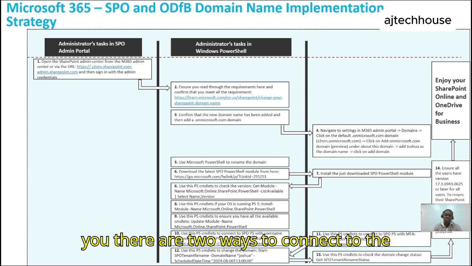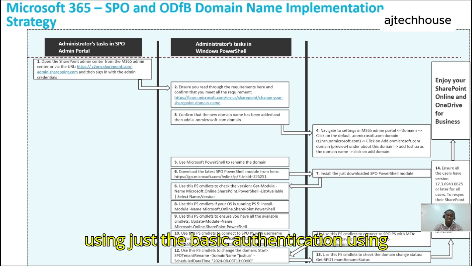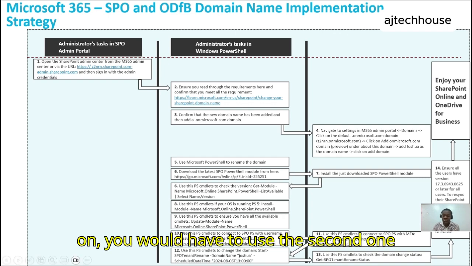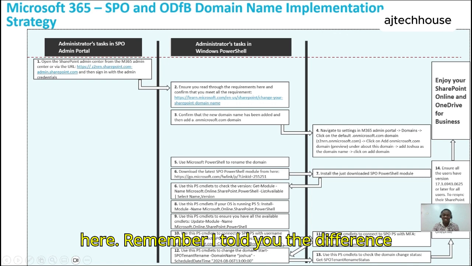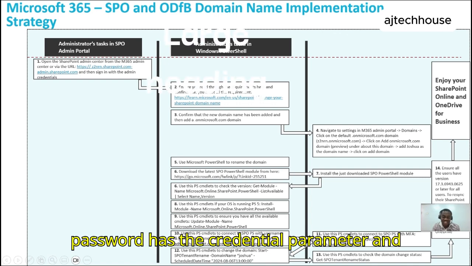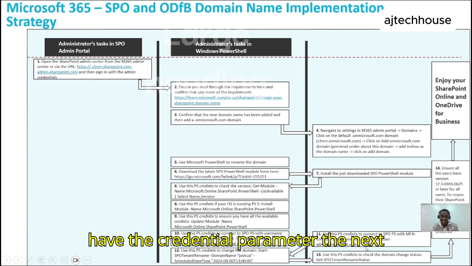Remember, I told you there are two ways to connect to the SharePoint management shell. If you are using just the basic authentication using your username and password, or if you have multi-factor authentication turned on, you would have to use the second one here. Remember, I told you the difference between both is that the username and password has the credential parameter, and then for the multi-factor or MFA does not have the credential parameter.